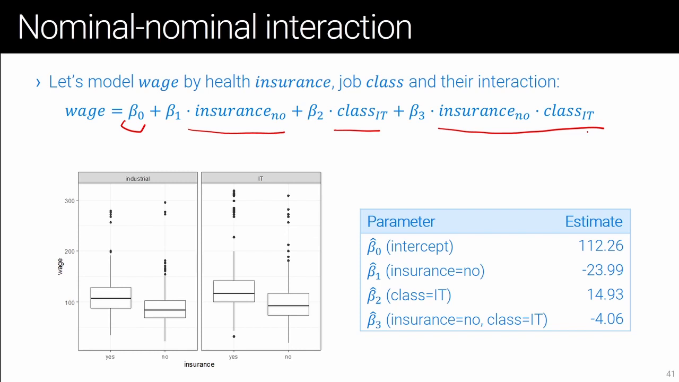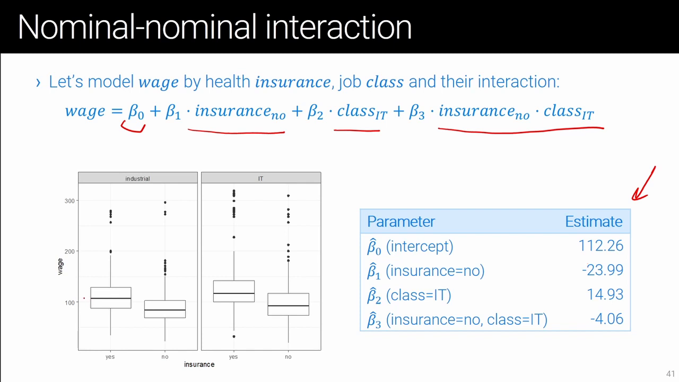And so whenever these two dummy variables equal 1, then beta 3 would be active and we will have the interaction. So let's see. We get our data, we go through OLS, we fit the model. These are our estimates. What do they mean? If we take a look at the intercept, that means insurance equal yes and class equal industrial. So this 112 is giving us the estimate for the group of yes insurance industrial.